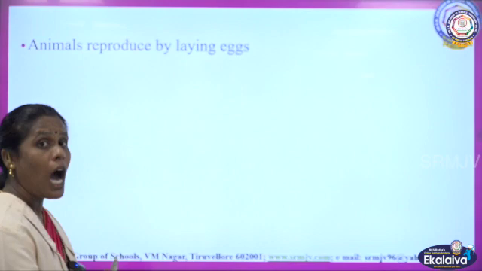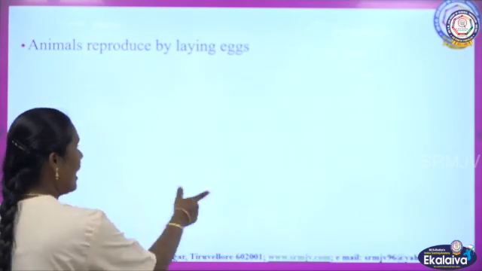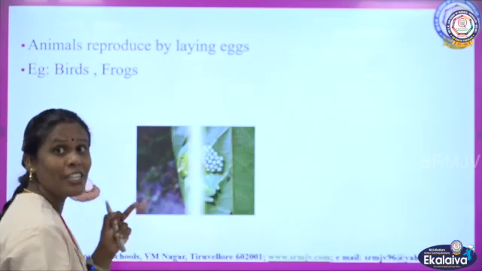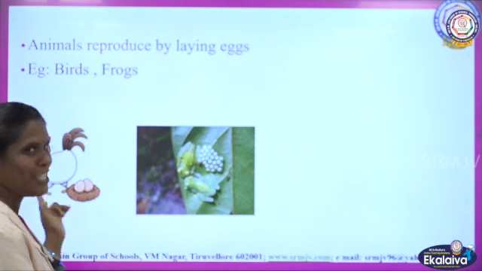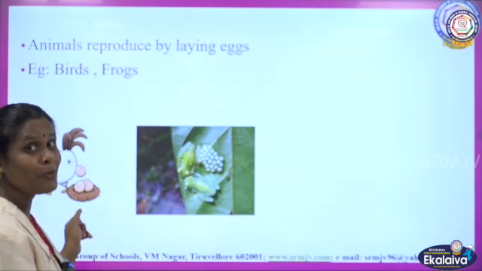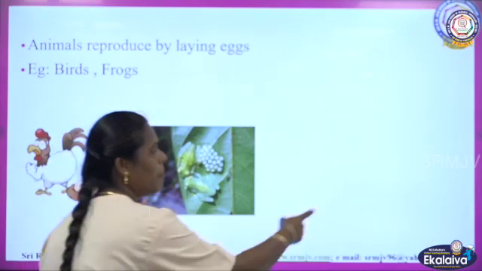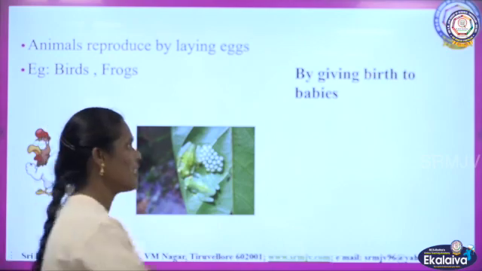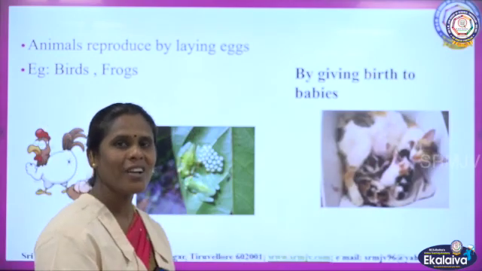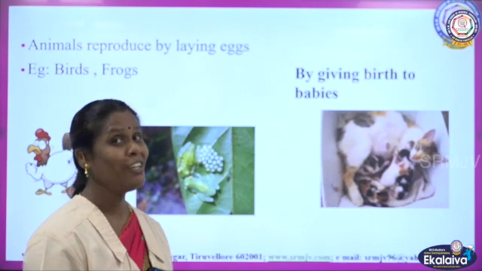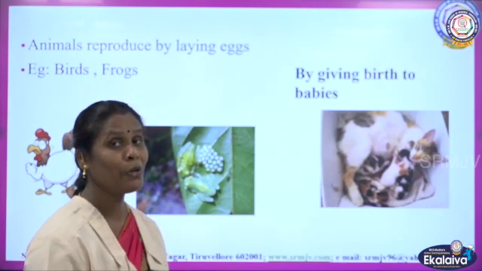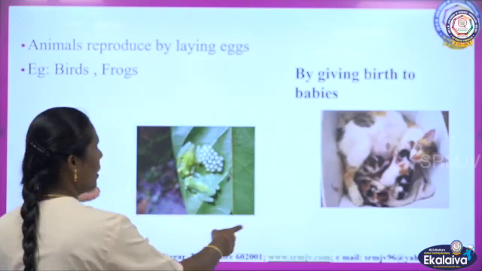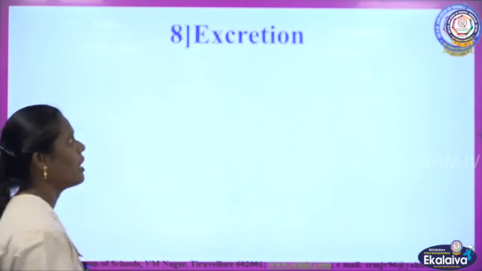Next, animals reproduce by laying eggs. What is the example? Birds. Birds and frogs are the examples. They reproduce through eggs. But another type reproduces by giving birth to babies. For example, dogs, cats, even human beings. These are the examples of reproduction by giving birth to babies. Okay.